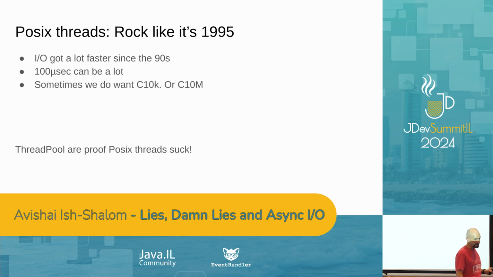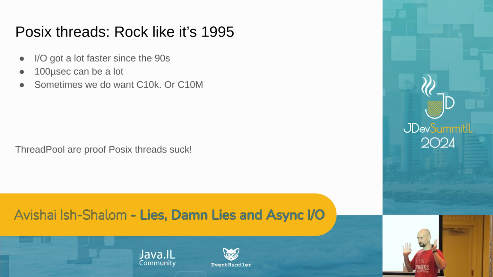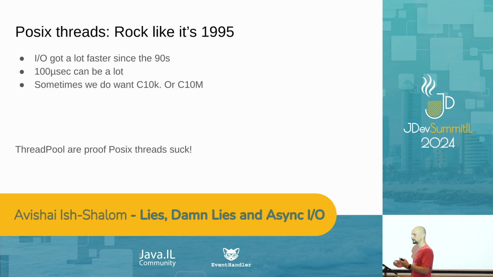In the JVM, we have a one-to-one mapping between JVM threads and POSIX threads. This is the underlying implementation of what we know as threads. And the problem with POSIX threads is that they were designed in the 90s. Again, not a very big surprise. They made a lot of assumptions that were true at the time. Assumptions about cost, about resources, and so on.